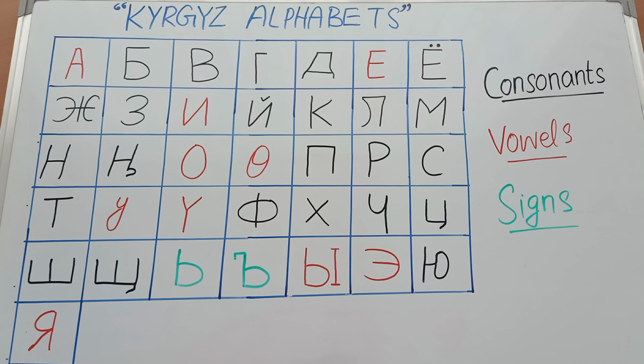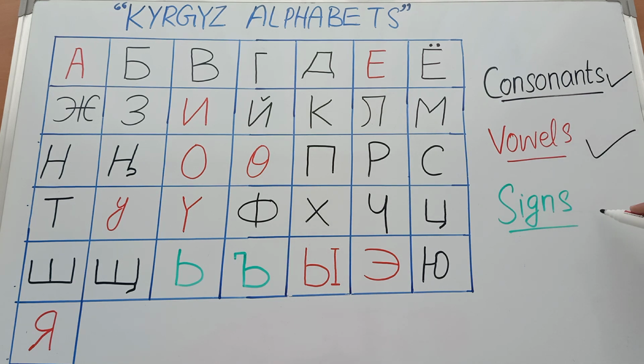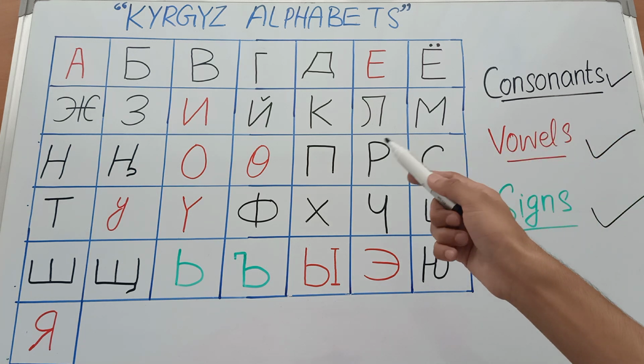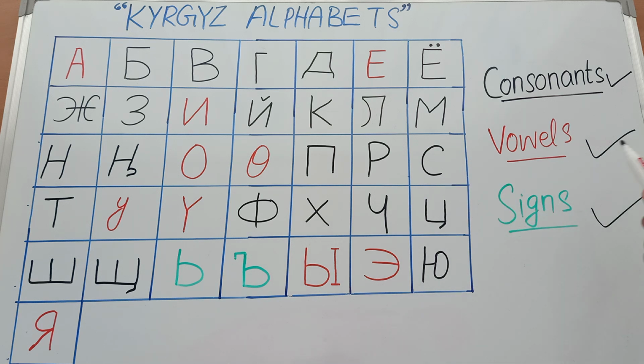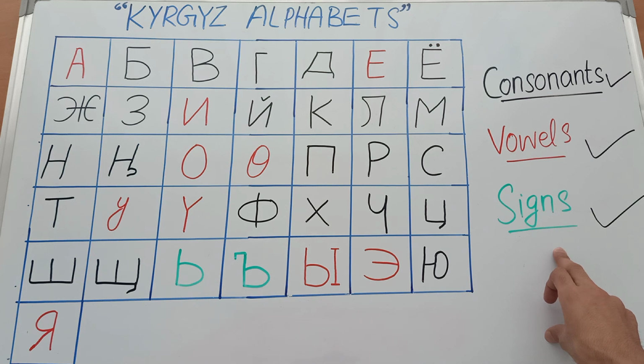Now we are going to talk about Kyrgyz alphabets. As you know, there are 36 Kyrgyz alphabets and we divide these alphabets into three groups. The first group is consonants, the second group is the vowels, and the third group is the signs. Consonants are shown in the black color, vowels are shown in the red color, and the signs are shown in the green color. Remember guys, consonants and the vowels, they have their specific pronunciation, but the signs, they don't have their own pronunciation. We will talk about this later.